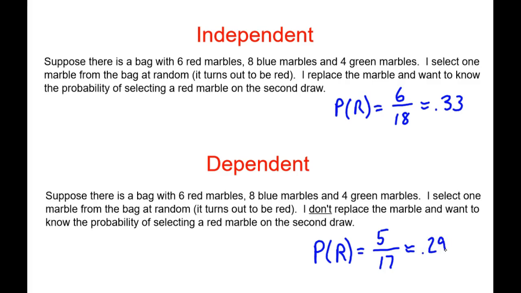So in the first event, when we replace the marble, there's a 33% chance that on the second draw, it's going to be a red marble. When we don't replace the marble, now on the second draw, there's only a 29% chance that it's going to be a red marble. So in the first case, independent events, the outcome of the first draw did not impact the outcome of the second draw because we replaced the marble. The second one was dependent because the outcome of the first impacted the outcome of the second because we did not replace the marble.